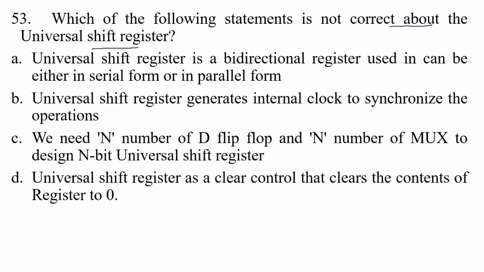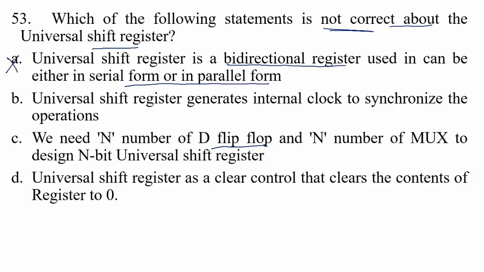We know that universal shift register is the one which is going to perform left shift or right shift by n bits. So you are in need of n D flip-flops to store the data, and it is a bidirectional shift register. It can perform either left shift or right shift. It can perform serial shift or even parallel shift also. Since they are asking for the not correct statement, the first option can't be.